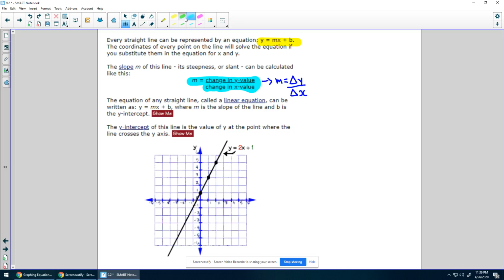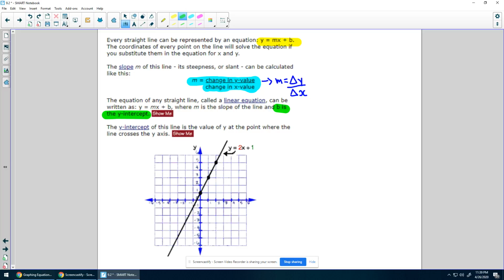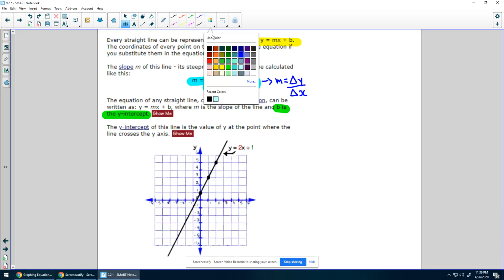So we'll get another highlighter color. B is the y-intercept. And we will change to a pen. Give me a second, sorry. What's going on here? Pen.